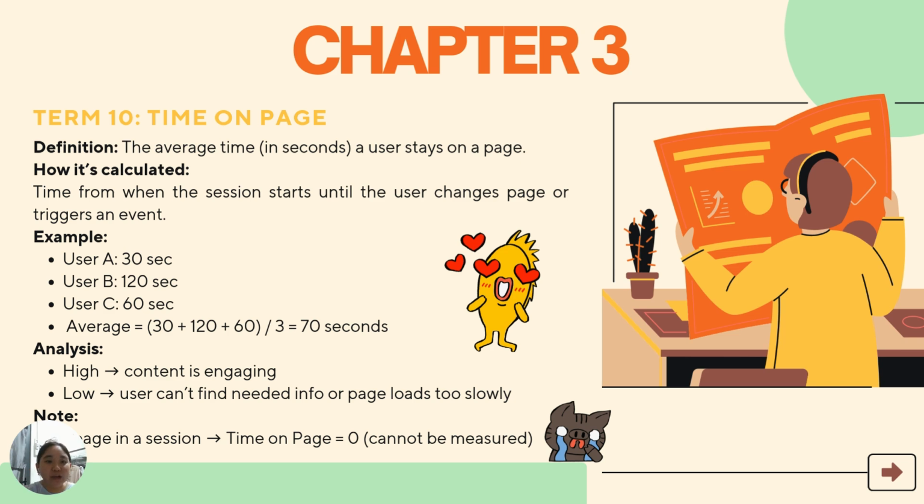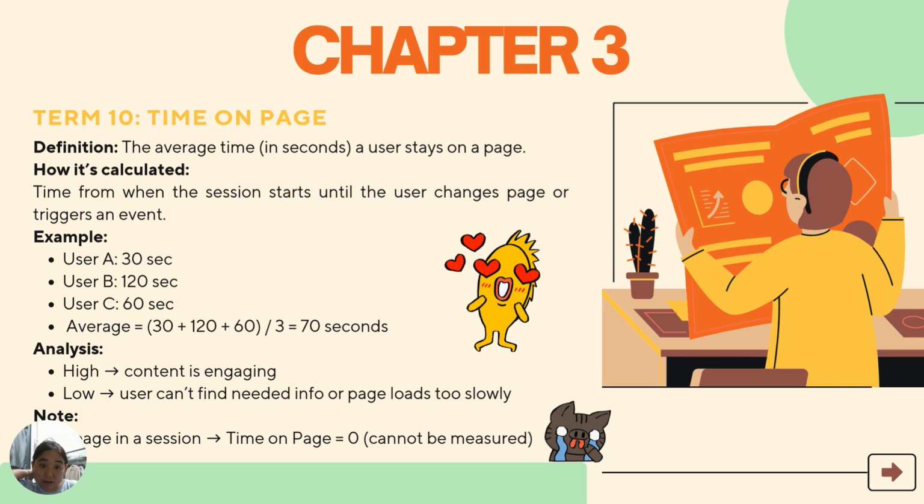The term 10 is time on page. It is the average time in seconds a user stays on a page. So how is it calculated? It's the time from when the session starts until the user changes page or triggers an event. For example, user A 30 seconds, user B 120 seconds, user C 60 seconds.